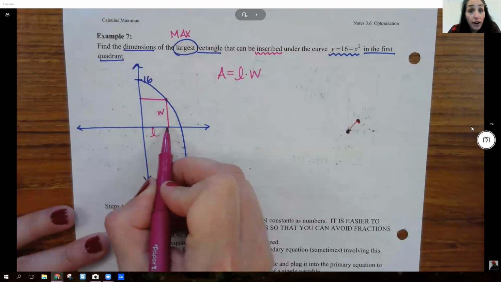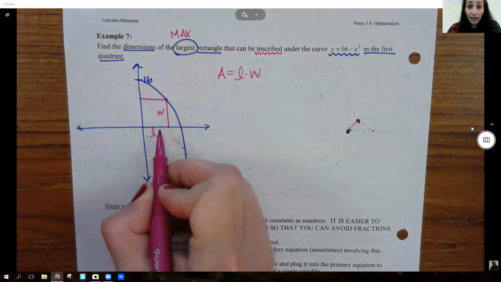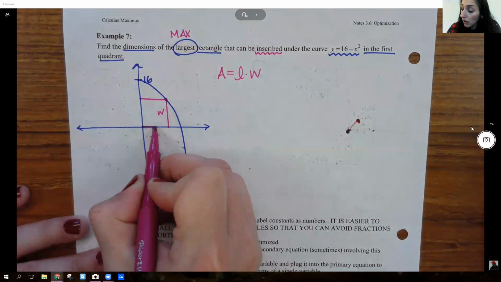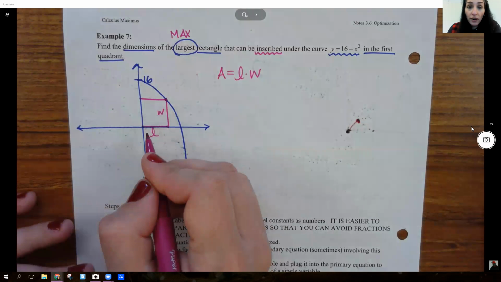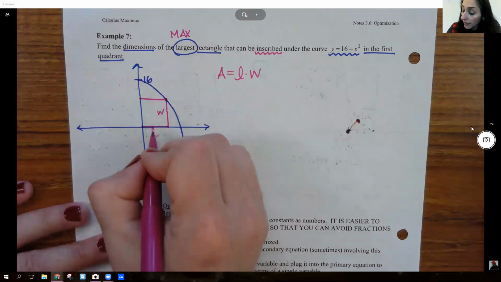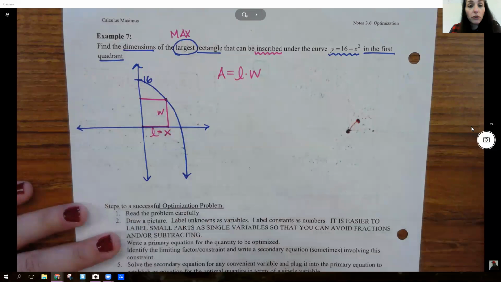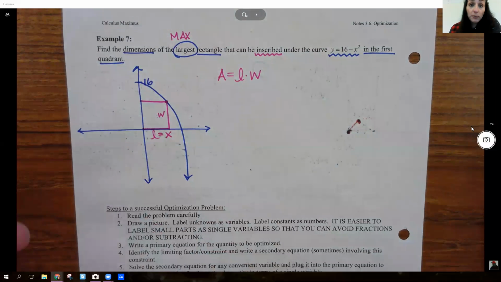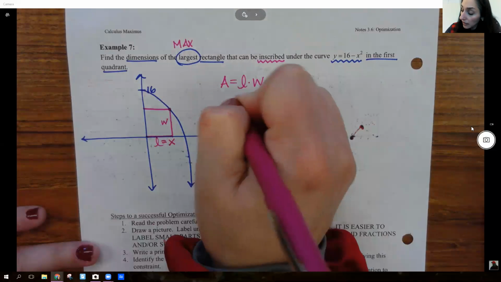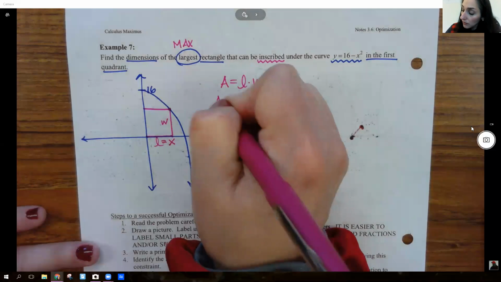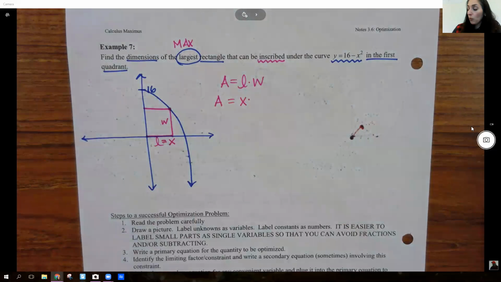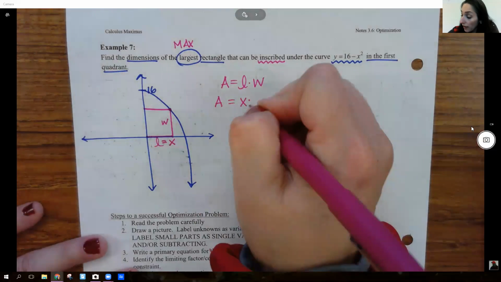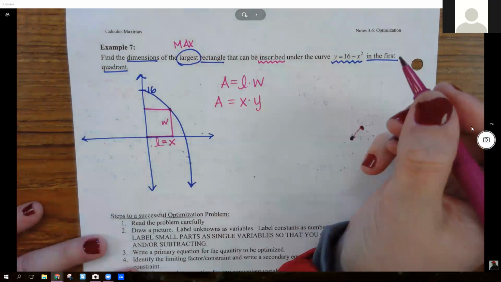We don't know either of these. I don't know how far out I need to go to make the biggest rectangle under this curve. But I do know that if I travel along this axis, however far I go out, that's going to be X units because I'm on the X axis. So it'll have to be X. I'm going to replace length with X. What can I replace the width with? Y. Right, Y.